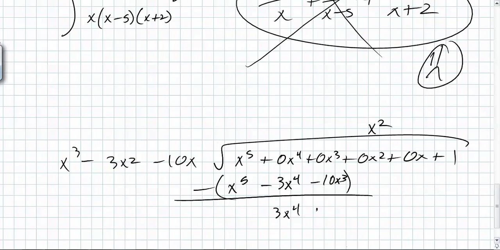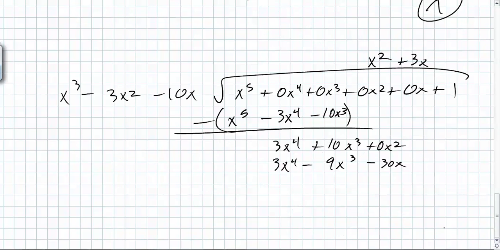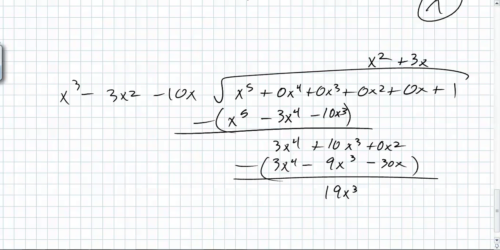3x to the 4th plus 10x cubed plus, and now you have plus 3x. So you have 3x to the fourth minus 9x cubed minus 30x. And you subtract all of it, so you get 19x cubed plus 30x plus 1. So then you have plus what? Plus just 19 actually. You get 19x cubed minus 57x squared, right?